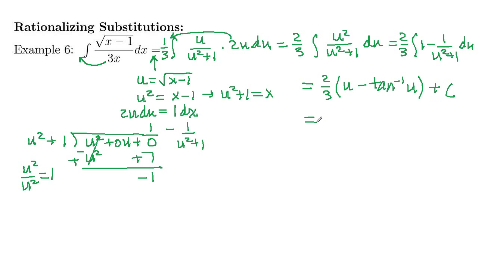And now we just have to plug back in, u is root x minus 1. So 2/3, got root x minus 1, minus inverse tan, root x minus 1, and plus a constant. And we got it. So there we actually only had to do the long division. We didn't have to do an actual undetermined coefficients. So that worked out nicely.